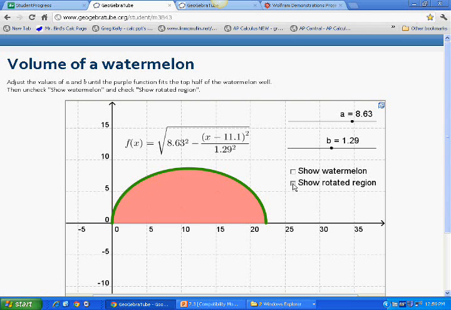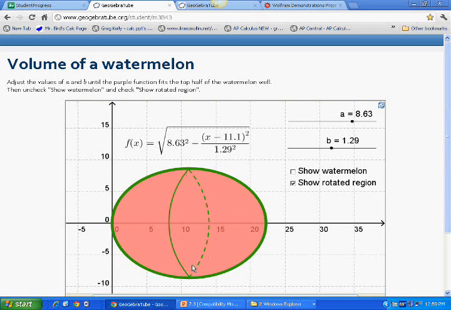When I rotate it around the x-axis, you can see that I do have the shape of the watermelon. And if I know that my radius is the height of the function, each slice of this watermelon is going to be a circle. So it's pi times the function squared, and I'm going to integrate that over 0 to about 22 or so.